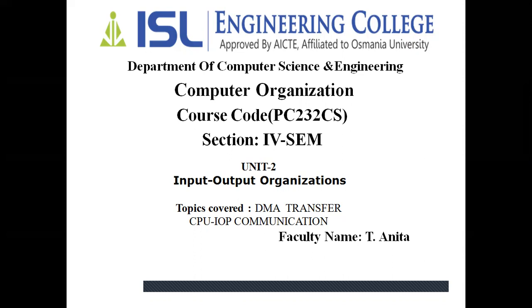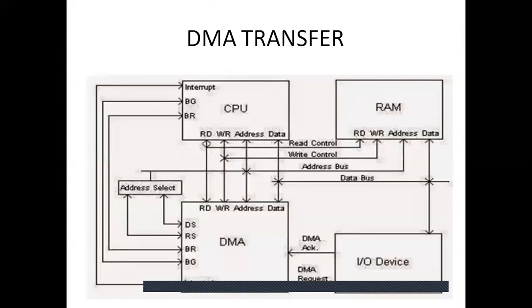We have seen the DMA controller data transfer, how it works, and the direct memory access block diagram in the last class. Today we'll see the DMA transfer, how the data is transferred from the memory to the IO devices. In this DMA transfer, let me show you the block diagram first. This is the DMA transfer block diagram.